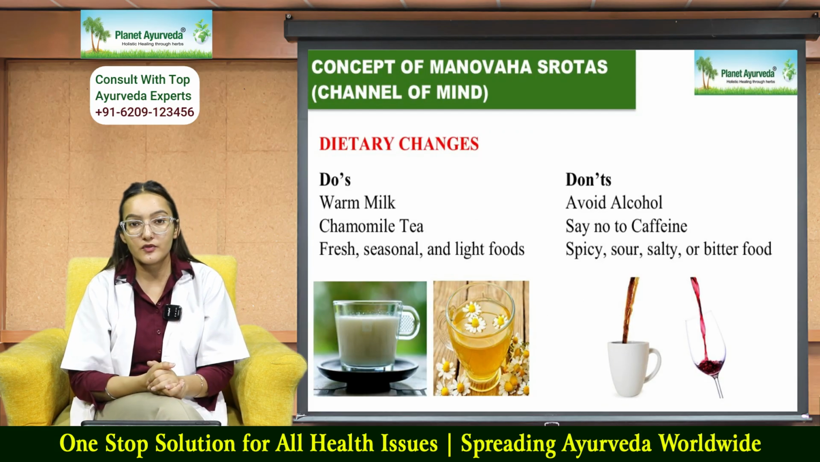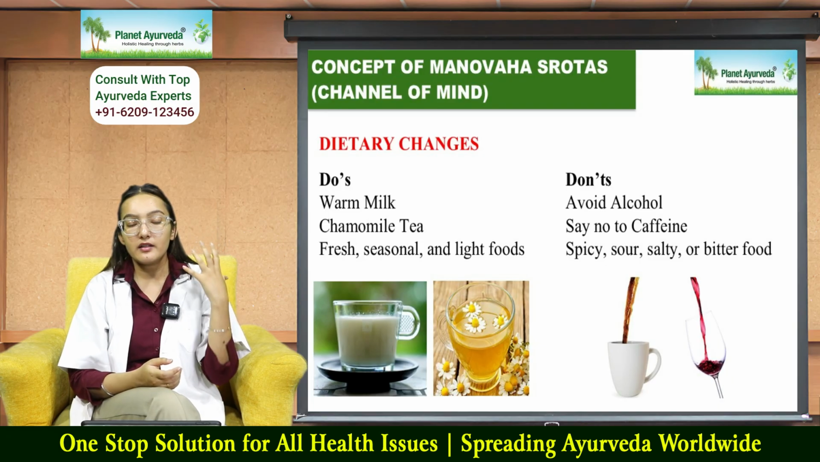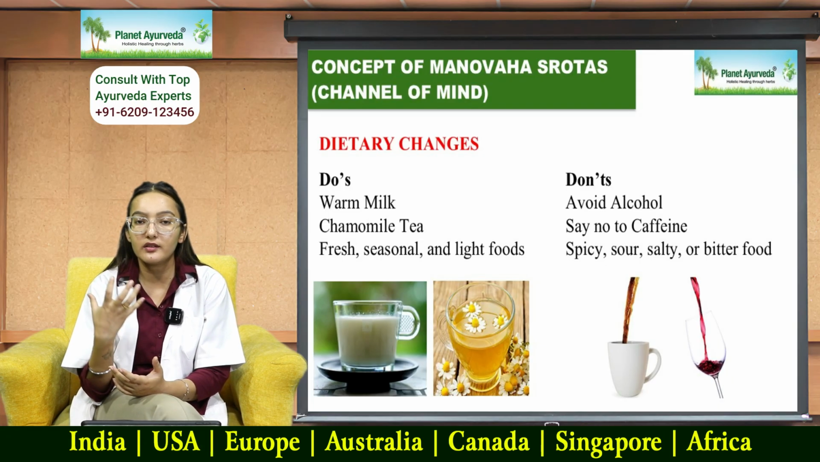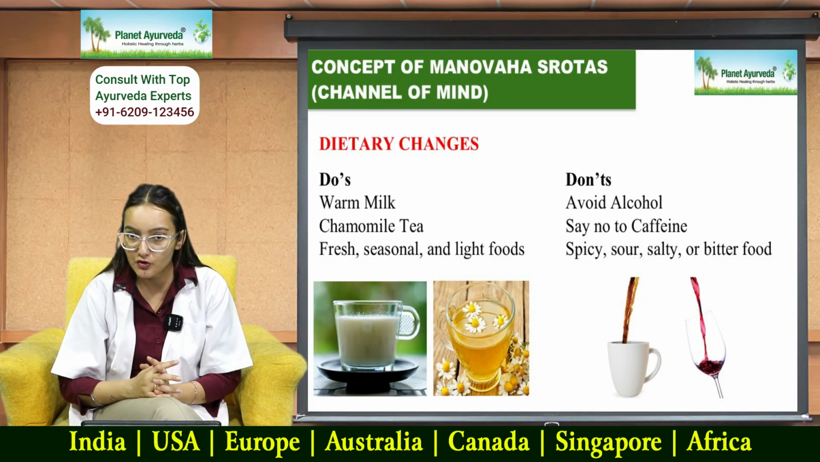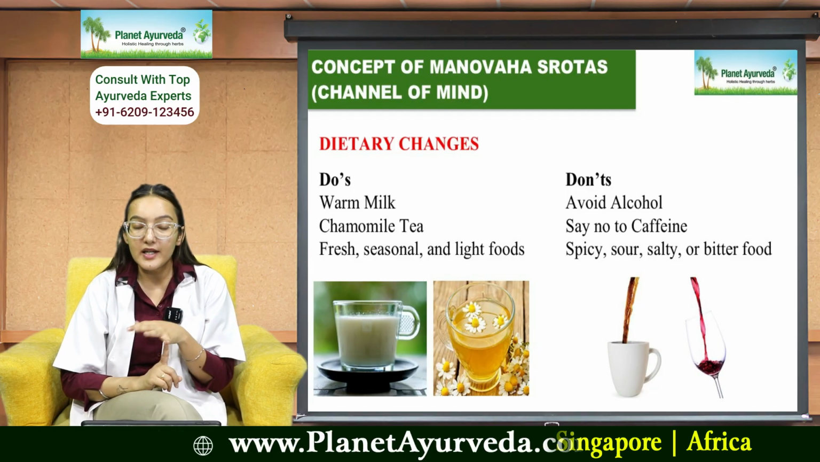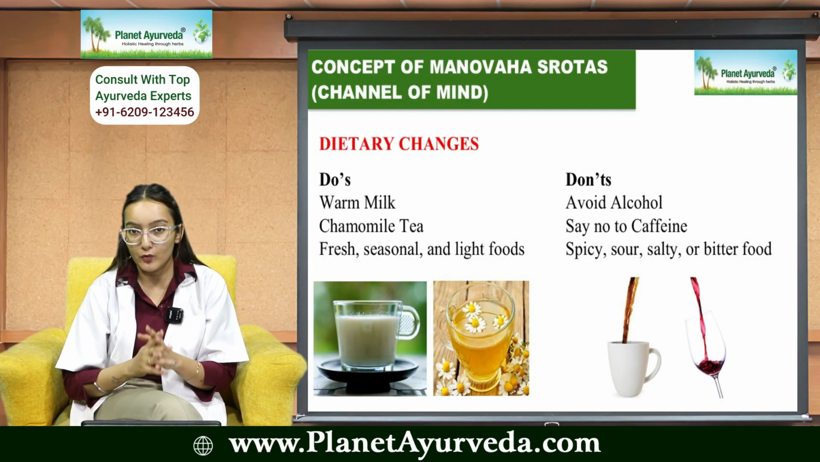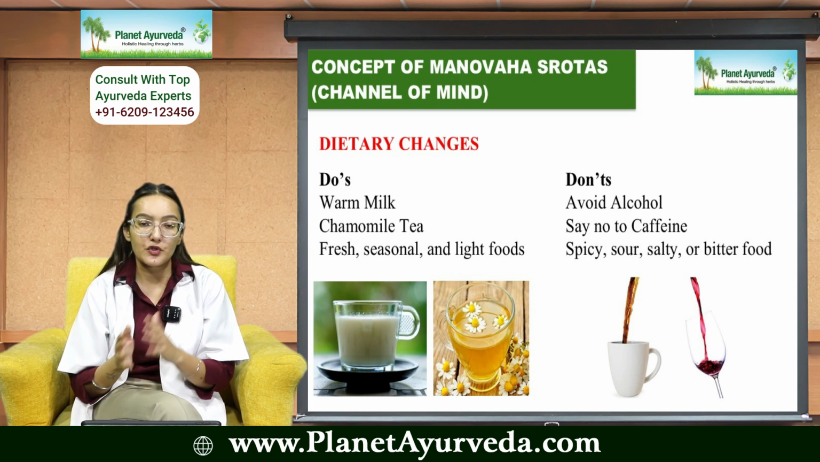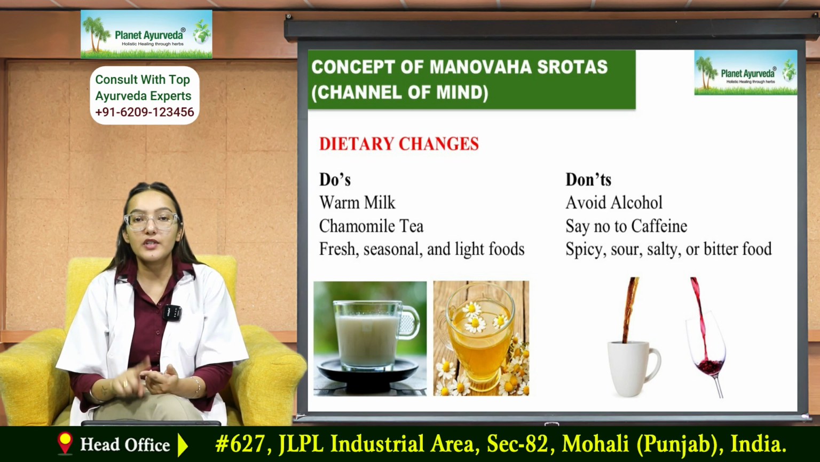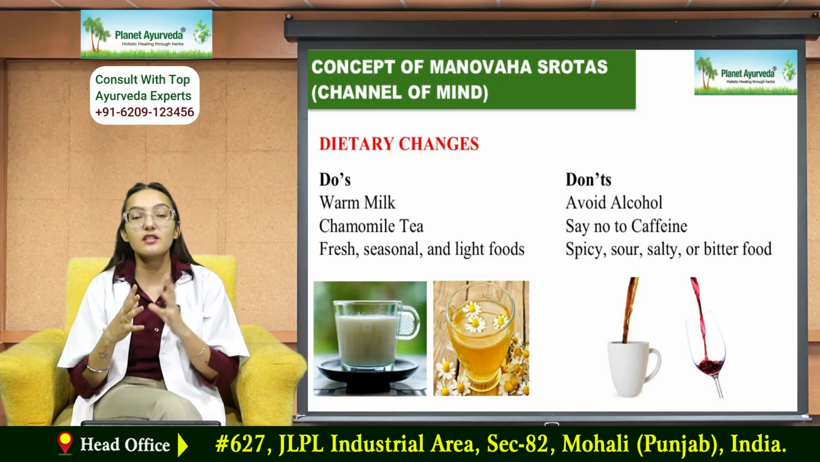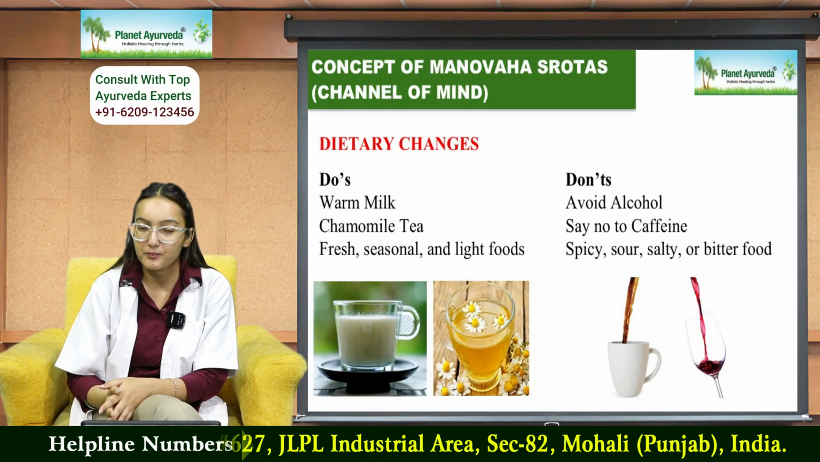What kind of dietary changes can one make? Basically the mind is more related with vata, because vata is one of the things that is related to neurological conditions. So we need to give them a calming diet. Warm milk, chamomile tea, fresh seasonal and light foods are advisable to such people who have vitiation of these channels. What kind of things do they have to avoid? They have to avoid alcohol, say no to caffeine, spicy, sour, salty and bitter food items.